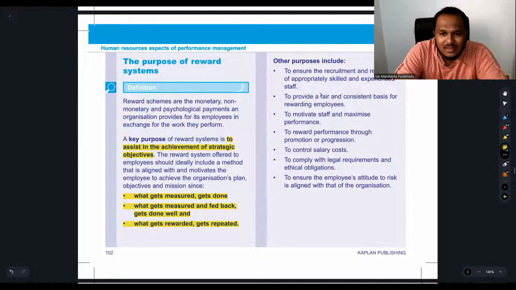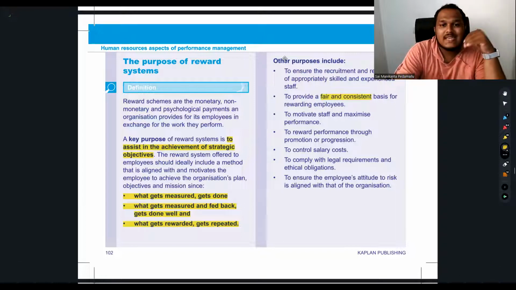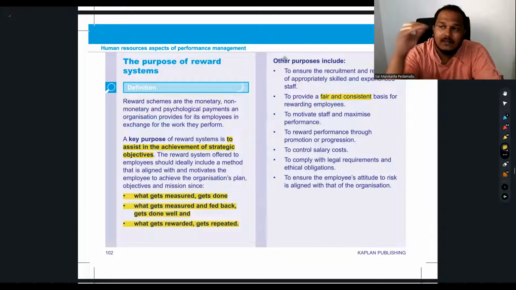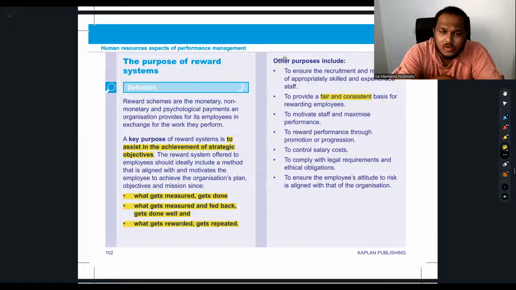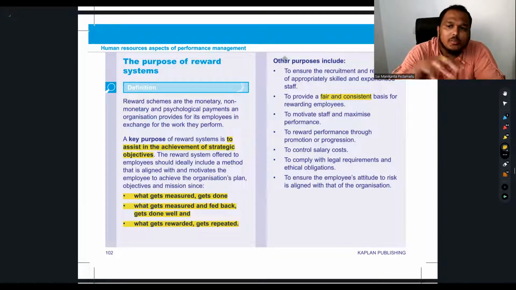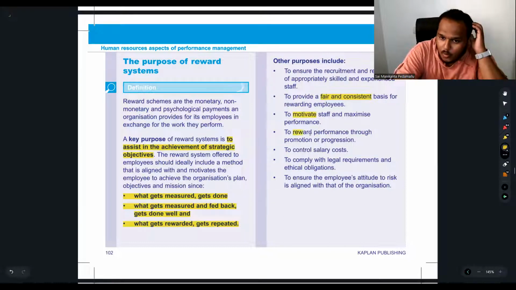Apart from that, there is providing a fair and consistent basis for rewarding employees. There should not be a random lucky guess or lucky draw for giving hikes to employees. There should be a proper standard, proper metrics, or proper targets in place. Employees should be aware that if I hit these two or three targets, or meet these two or three goals, then I'll get this much of a hike. The reward for employees should be clearly specified, so there will be more motivation for the staff to enhance their performance. There will be proper rewards.